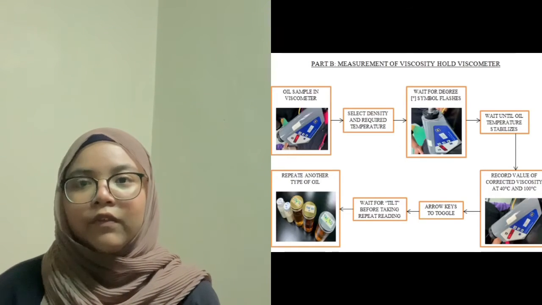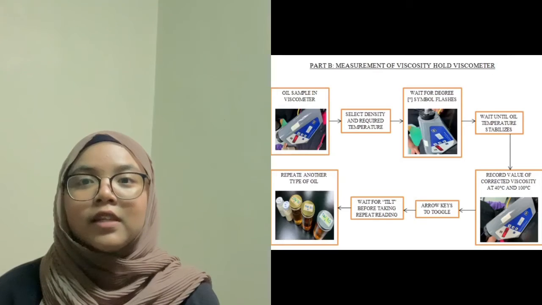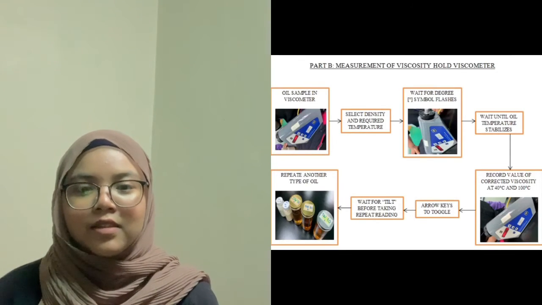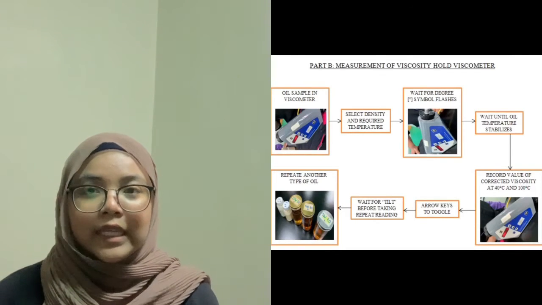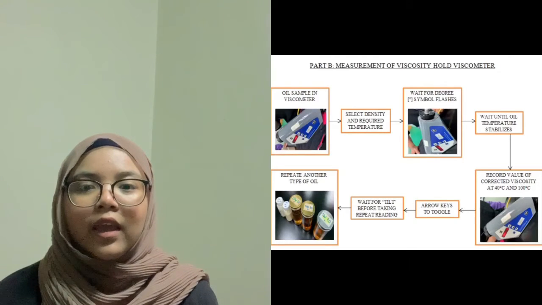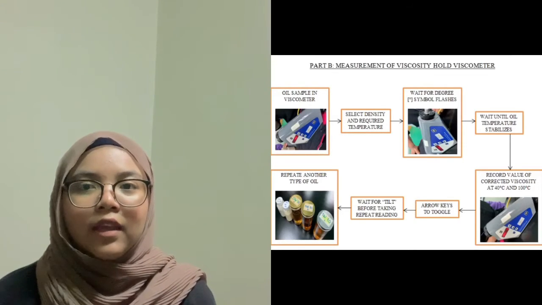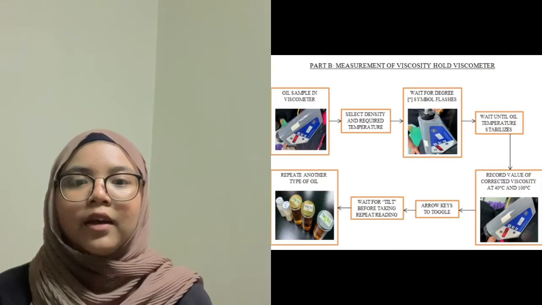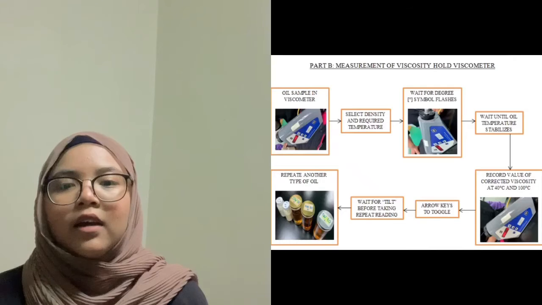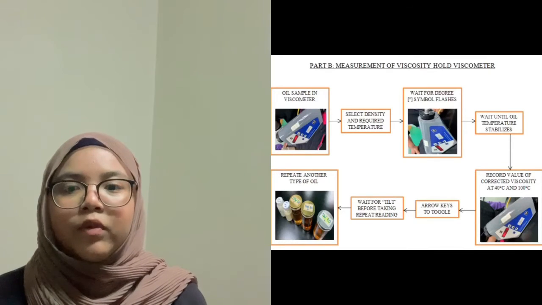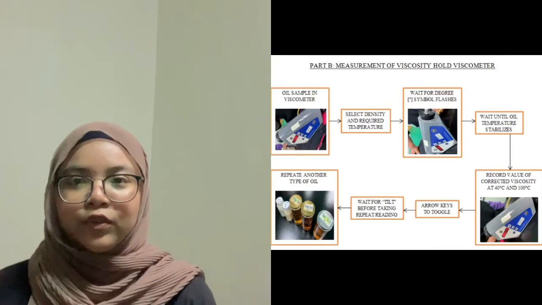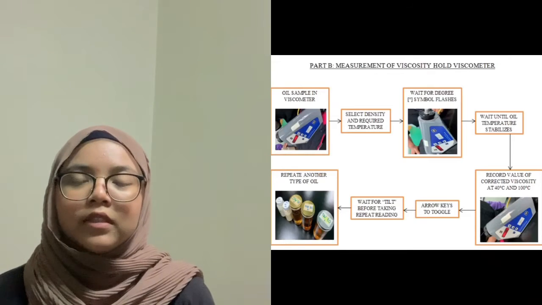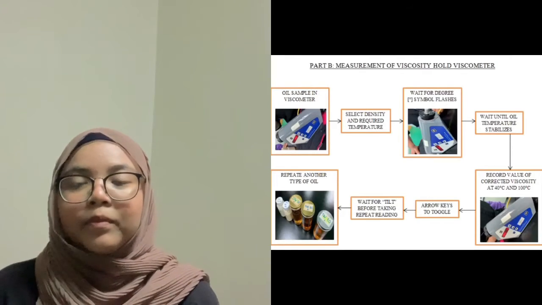Use the arrow key to toggle the display of viscosity from 40 degrees Celsius to 100 degrees Celsius, and wait for the display, and then probe before taking the repeating reading. Lastly, the process of part A and part B will be repeated to do another sample or sample type. That's all from me. Thank you.